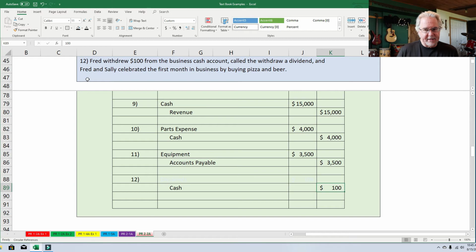Now, this is not an expense. It's a withdrawal. Fred is withdrawing this for personal reasons, because Fred's job is to repair snowblowers and not to buy pizza and beer. So this is a withdrawal out of the business, and so we're going to call it a dividend. Now, a dividend is just simply a withdrawal. When an owner takes money out for personal purposes, it's a withdrawal. Big businesses call them dividends, but they're the exact same thing, for $100.